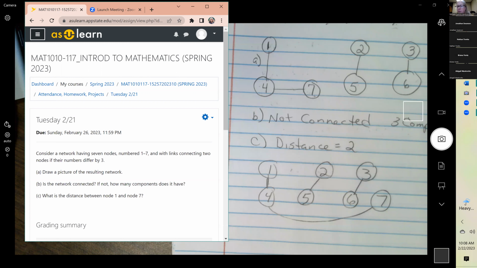I have another one. Let's see what's 3.1.